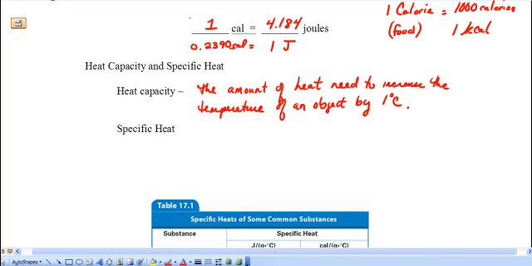And the specific heat is on a per gram basis. Okay? Now there's an equation that we typically use when we're using specific heat, which is Q equals S m delta T, where Q is obviously the heat, delta T is the temperature change, m is the mass of the object, and S is going to be the specific heat.